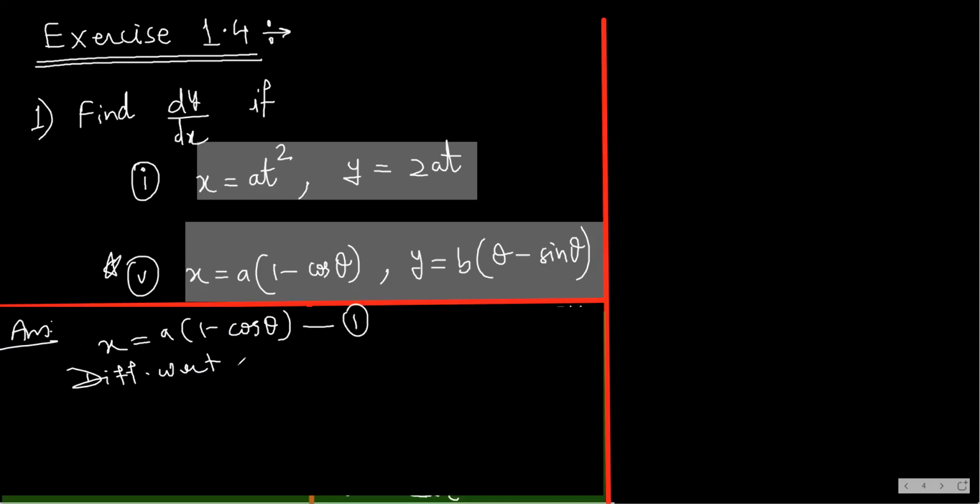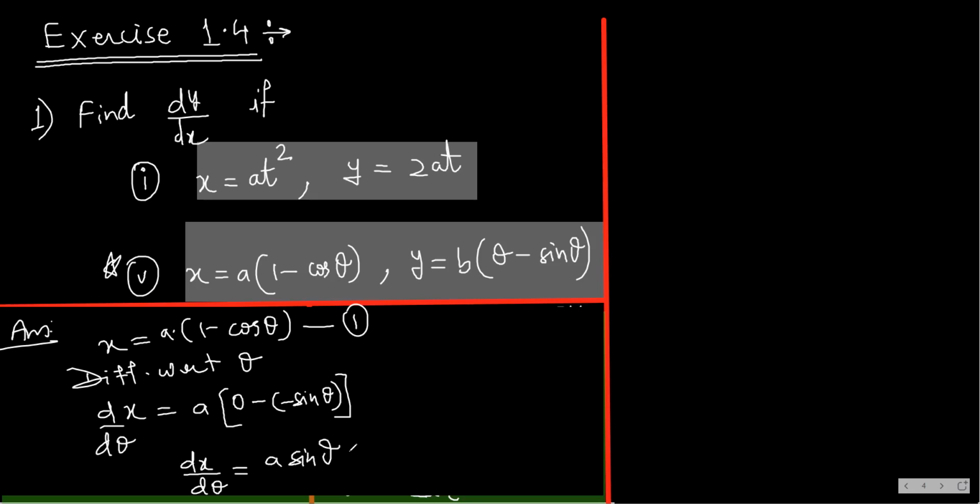Differentiating with respect to theta, you will get d by d theta of x equals a, which is a constant, so it will remain out. Derivative of 1 is 0, the minus sign stays as it is, and the derivative of cos theta is minus sin theta. So you get dx by d theta as a sin theta. This is equation number 2.